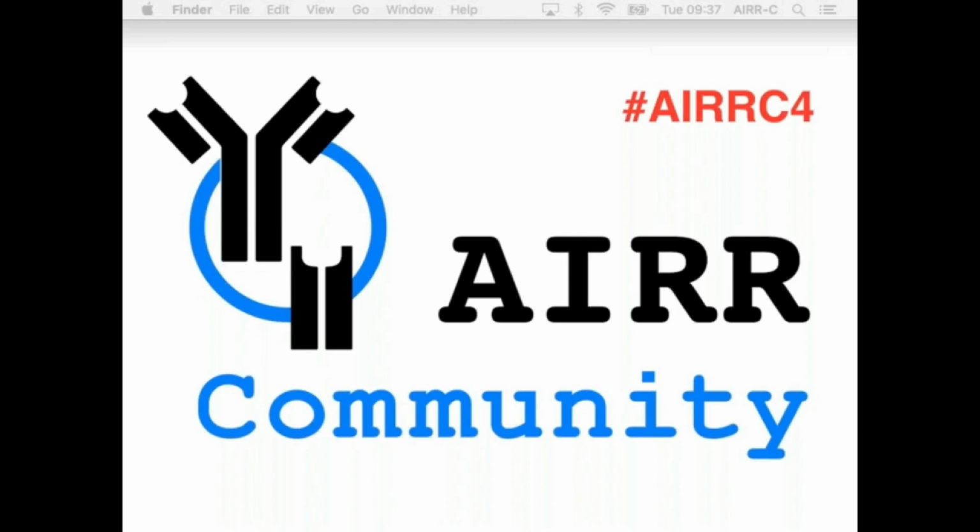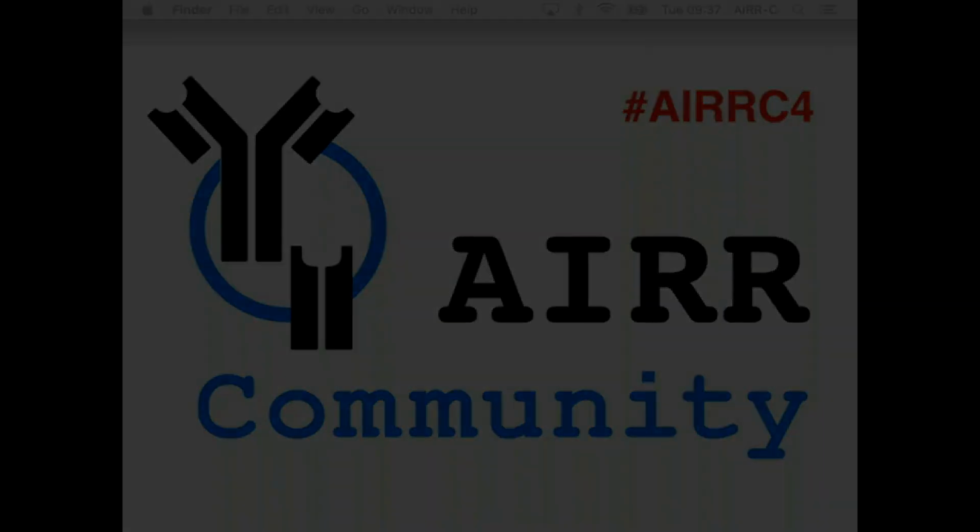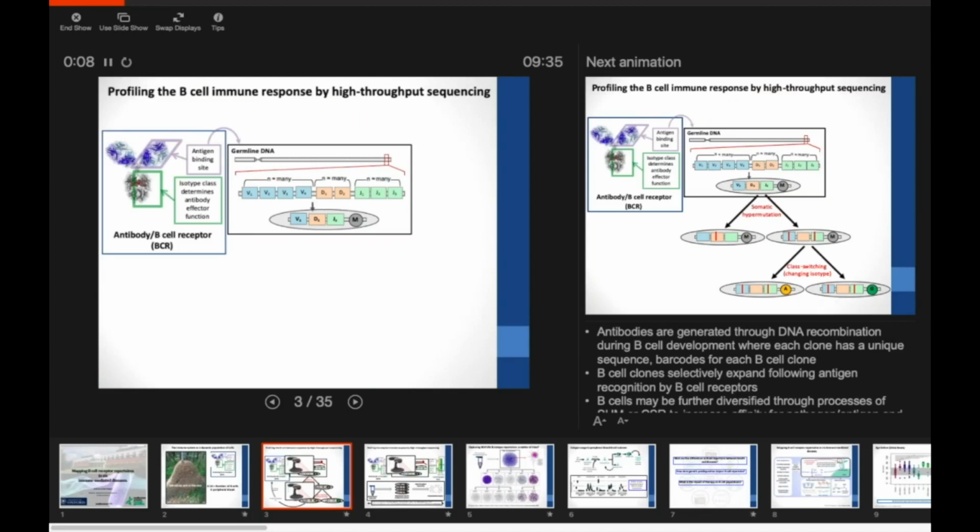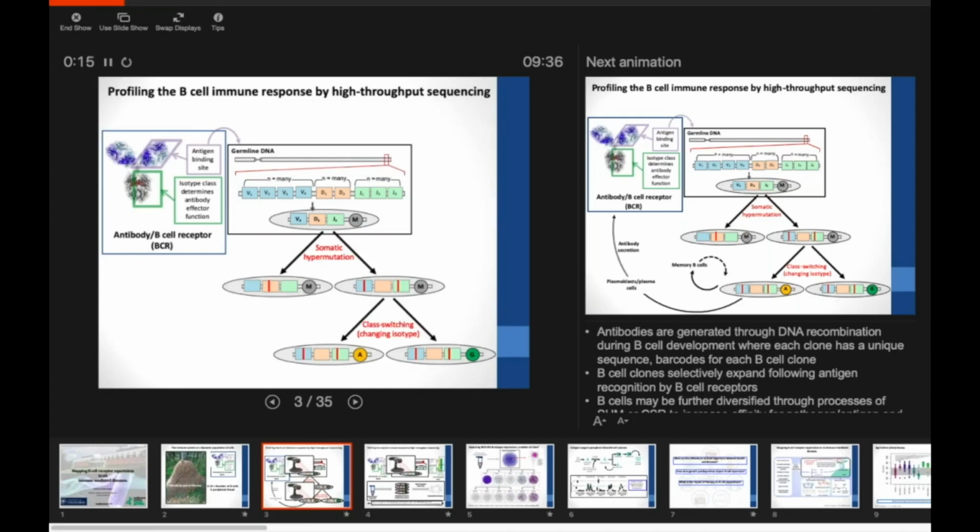So we've heard over the last few days how antibody or B cell receptor sequences are generated through VDJ recombination. Upon VDJ recombination, we can get somatic hypermutation and class switch recombination. And this can respectively increase or decrease the affinity to the antigen, and B cells can be selected on that basis. And class switch recombination essentially allows the antibodies to bind different Fc receptors.